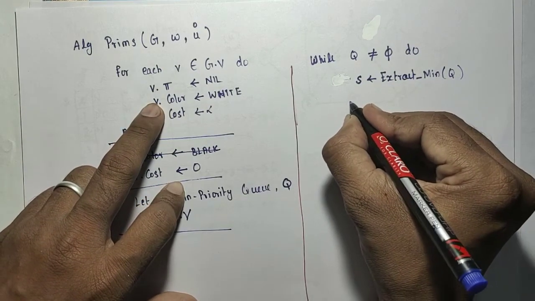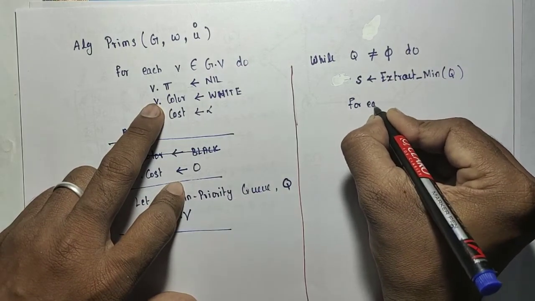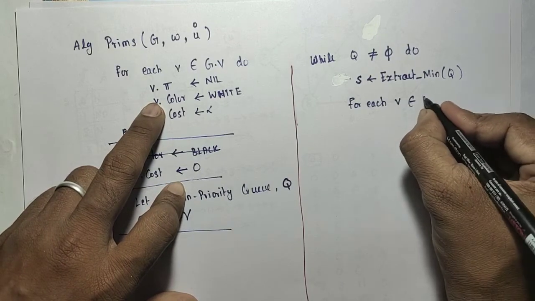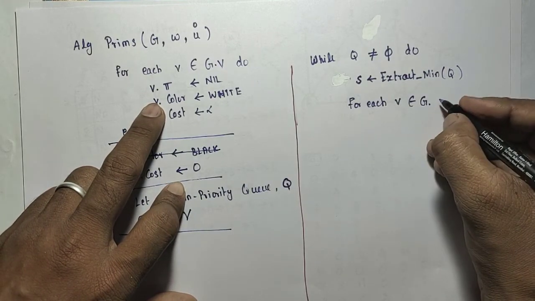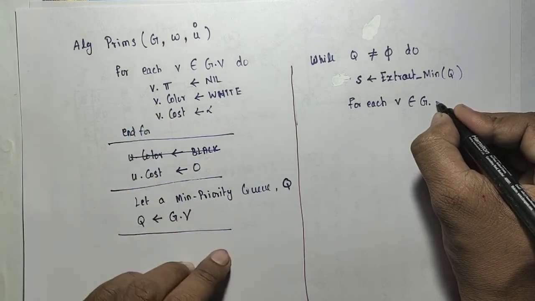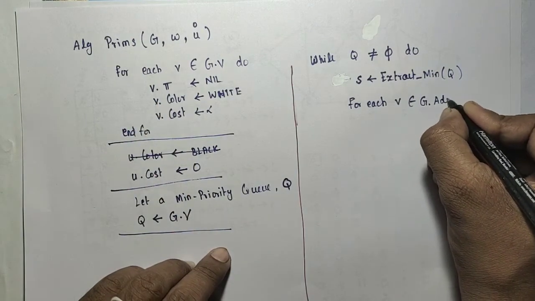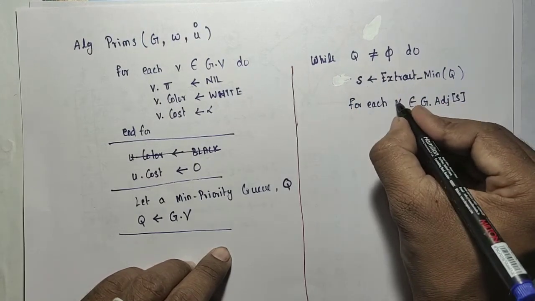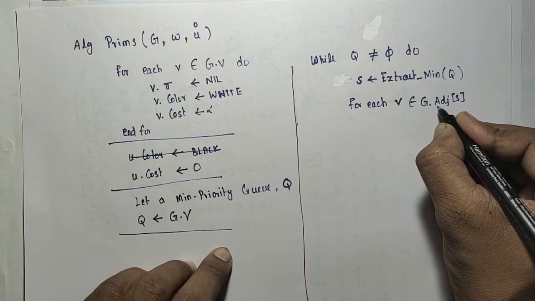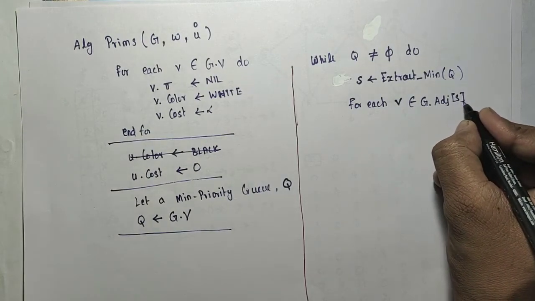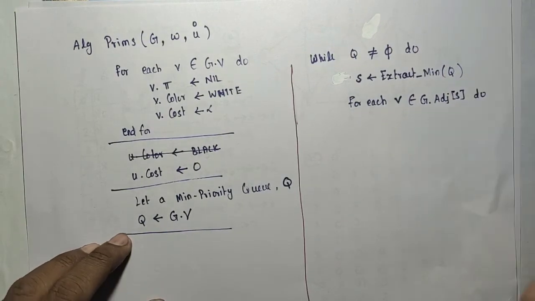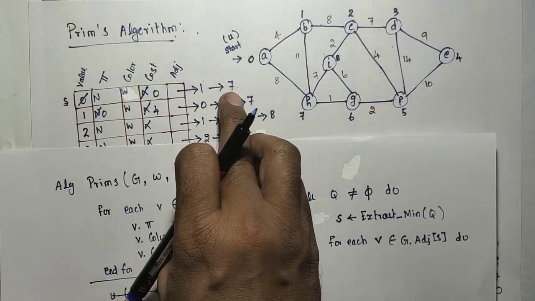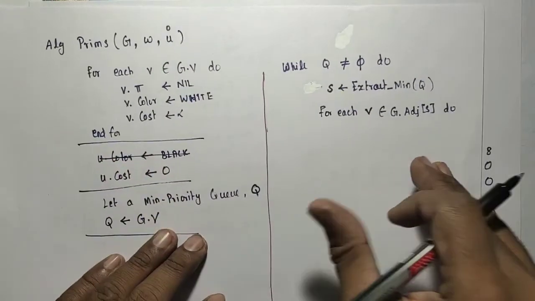So I need to start a loop for each v belongs to G.Adj[u], for each vertex v which is adjacent to u, do the following. So v means the first time v is 1, the second time v is 7, like that we have to assume it.